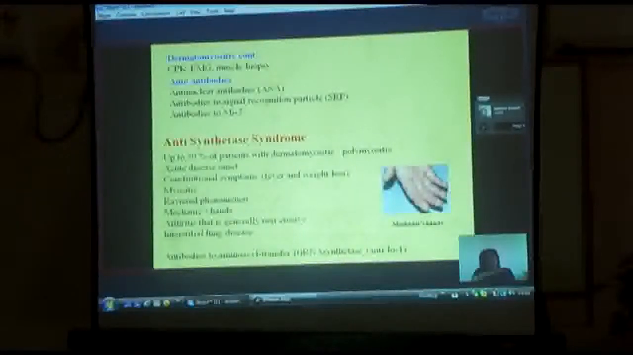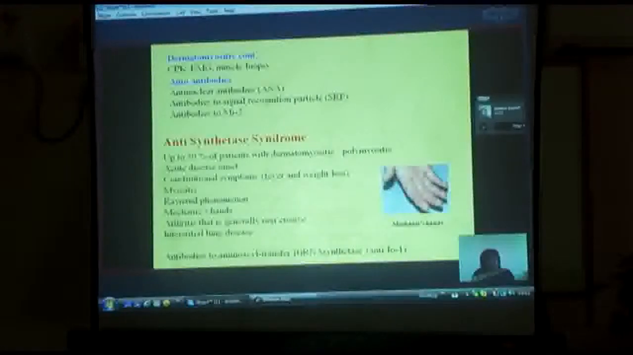Antisynthetase syndrome, which is a subset of dermatomyositis and polymyositis, is seen in up to 30% of patients. These patients present acutely with constitutional symptoms and proximal myopathy. They can also present with Raynaud's phenomenon. The characteristic skin manifestation is mechanic's hand, where skin is roughened, thickened, fissured, and cracked, mostly on the radial side of the hand. The arthritis we see here is usually non-erosive, but interstitial lung disease can be a major complication in these patients.